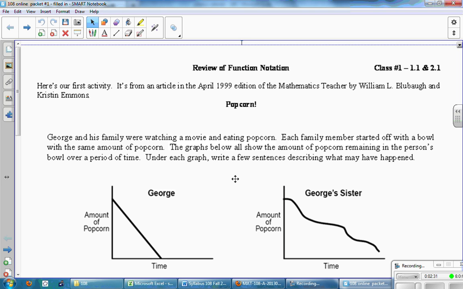We begin with number 1. Here's our first activity. It's from an article in the April 1999 edition of the Mathematics Teacher by William L. Blubaugh and Kristen Emmons. Popcorn. George and his family were watching a movie and eating popcorn. Each family member started off with a bowl with the same amount of popcorn. The graphs below all show the amount of popcorn remaining in the person's bowl over a period of time. Under each graph, write a few sentences describing what may have happened. There are 4 graphs down below. Pause the video here, write those sentences, and come back when you're done.